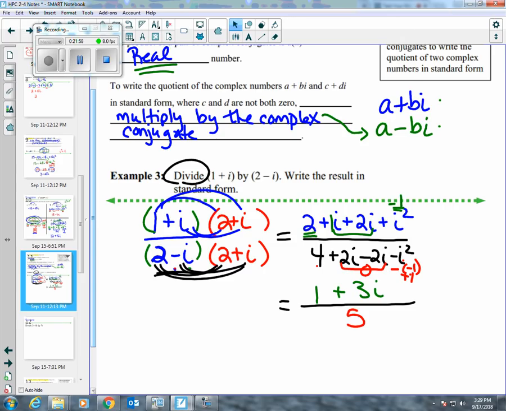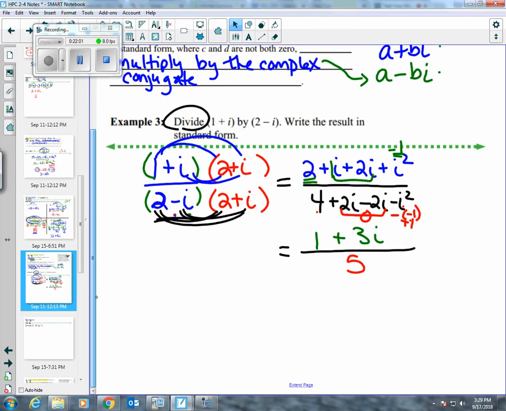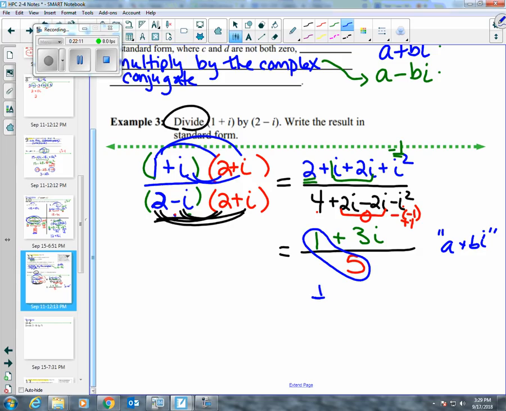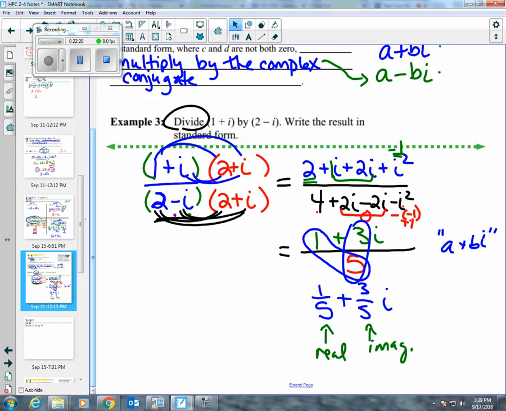So look, we did our division and we ended up with this nice number. Now, how do we get it into standard form? Standard form, remember, is the a plus bi kind of form. All right, well, we're going to just take a look at what the real part of the number is, 1/5, plus the imaginary part of the number, 3/5 i. In other words, take everything in the top and divide it by the bottom. Instead of leaving it together as a single big fraction, we can look at the real part of the number and then the imaginary part separately. So we have those two pieces.